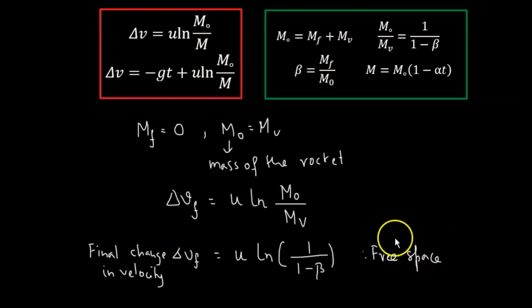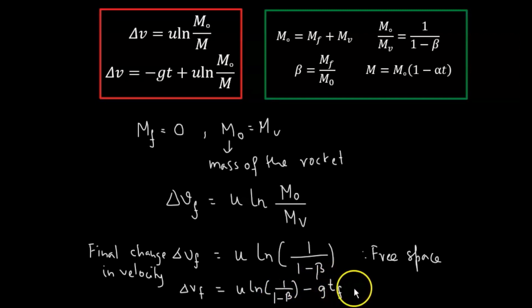And if we consider the rocket moving under the influence of gravity, everything will be the same except that there will be an extra term. So we have U natural log of 1 over 1 minus beta, minus the extra term g t, and t will simply be tf. Here tf represents the time of flight, how long the rocket was in flight until it finished all of its fuel.